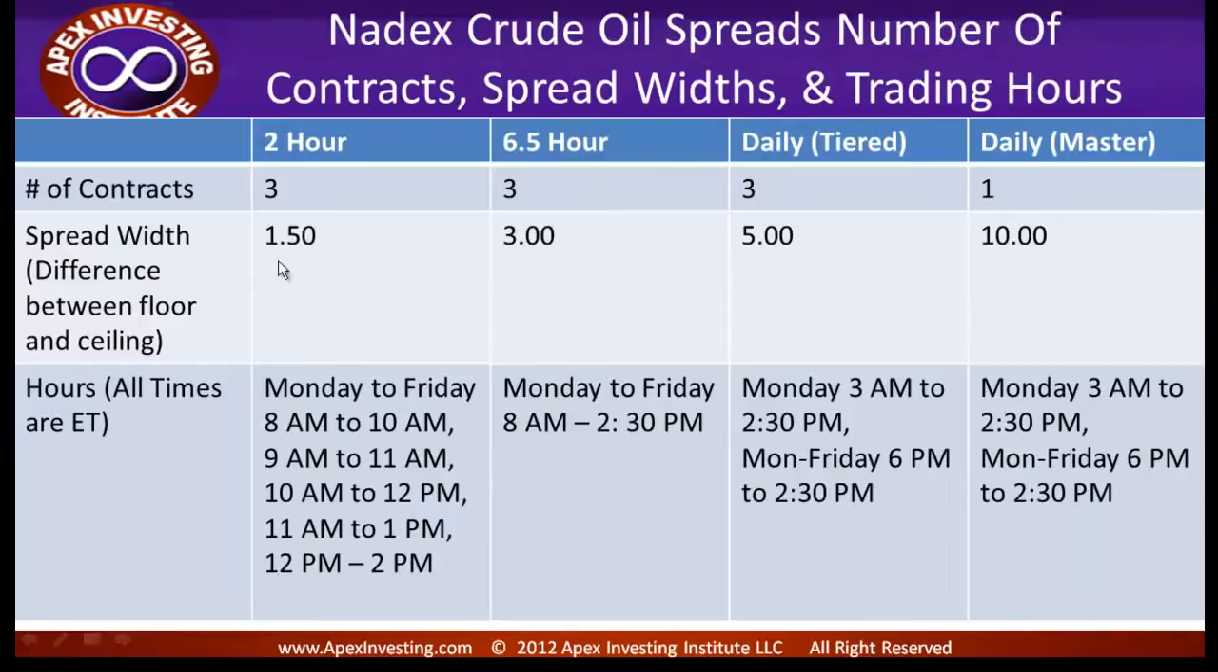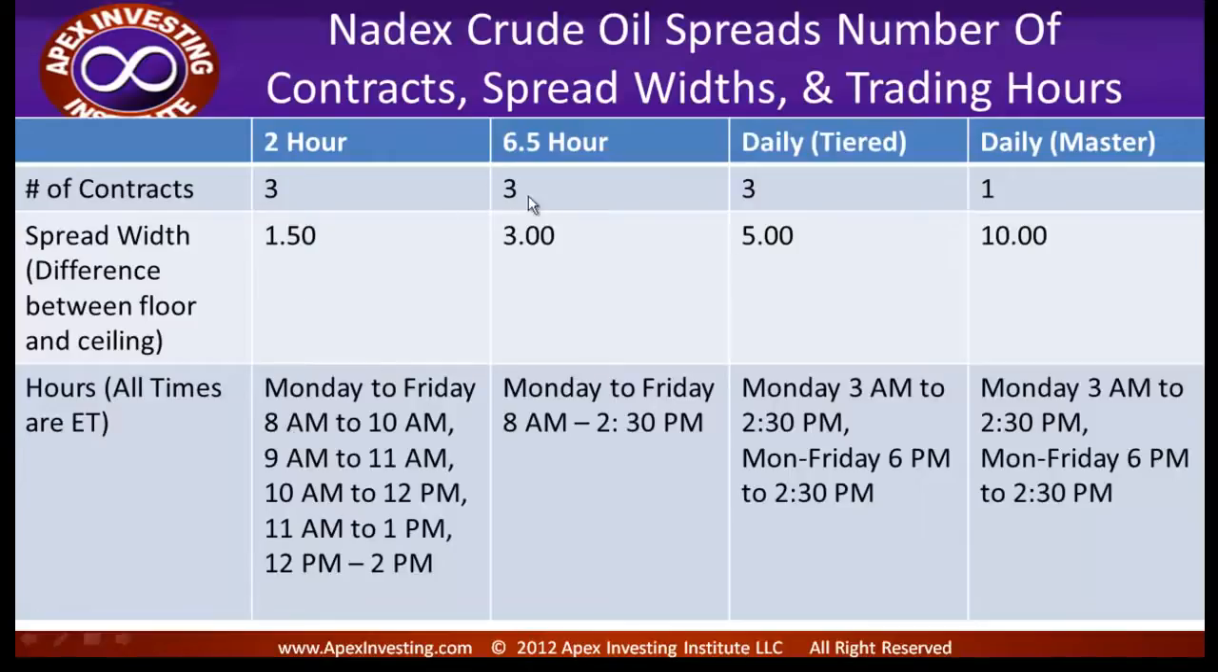And they're $1.50 wide, or 150 ticks wide, and they'll put one $1.50 above where the market is, one $1.50 below where the market is, and then one that's straddling it, basically 75 cents above and 75 cents below, where the market is trading right around the time the spread starts trading. So whatever it's priced at right around 8 a.m. is where they'll set the strikes. And they'll do the same thing.